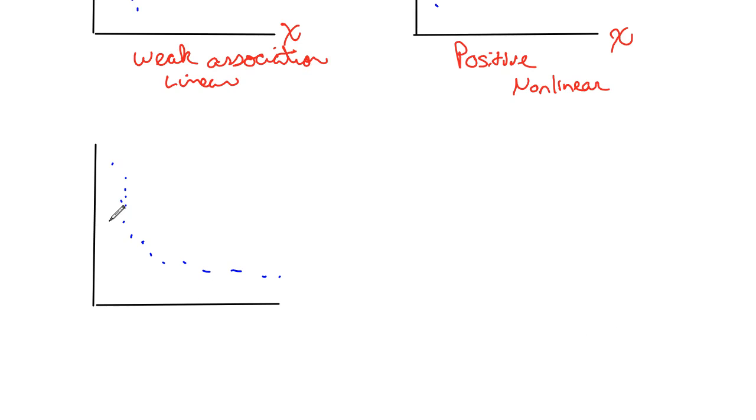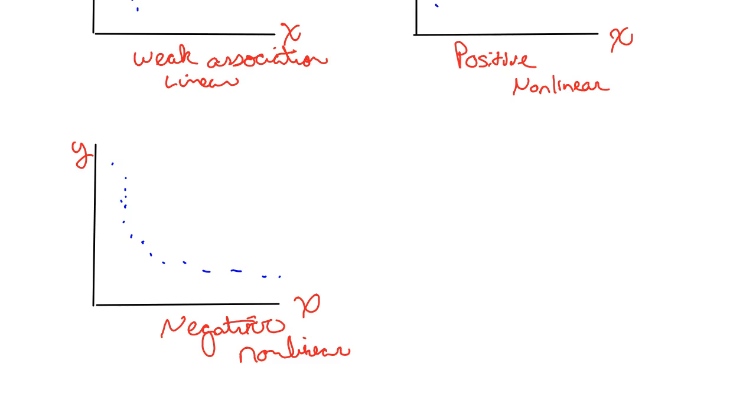On this last one, we look at it, and it's going down, decreasing from left to right. So that's going to make it a negative association. And it's not linear because it doesn't make a straight line, so this is a negative non-linear association.